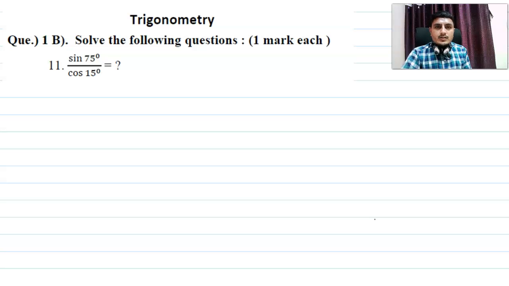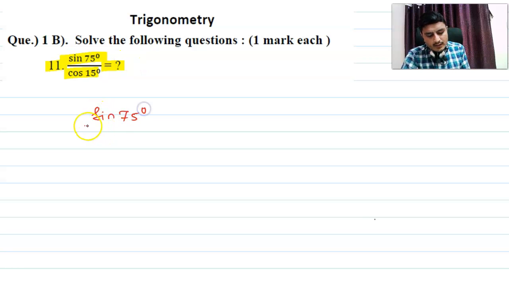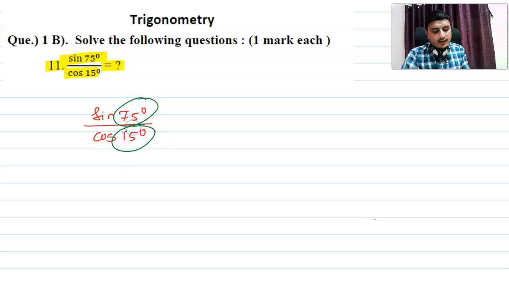Look at the next and last question from question 1B, 1 mark each. Question number 11, sin 75 degree divided by cos 15 degree is equal to. So here we have to evaluate the value of sin 75 degree divided by cos 15 degree. Look at the angles given, 75 degree and 15 degree. Those are complementary angles of each other, because the sum of them is 90 degree. So try to use the formula for complementary angles.